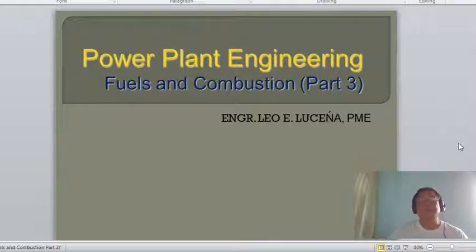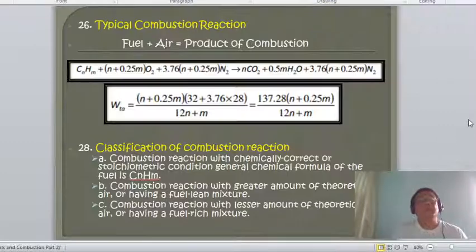Let us now come to the third part of the presentation in fuels and combustion. So this is now the typical combustion reaction. Basically, fuel needs air in order for the fuel to ignite. So fuel plus air equals the products of combustion.